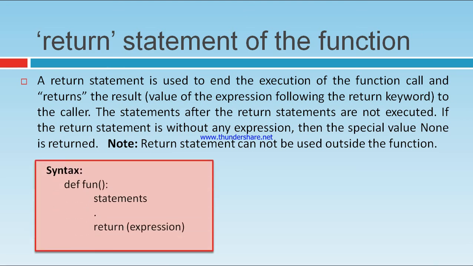So, now just see the syntax of a function. Here def is a keyword of Python. fun is the name of the function, and then just after the name of the function 2 small brackets are there. These brackets are vacant, right? Empty brackets. So we can say there is no input argument, no input parameter of the function fun.